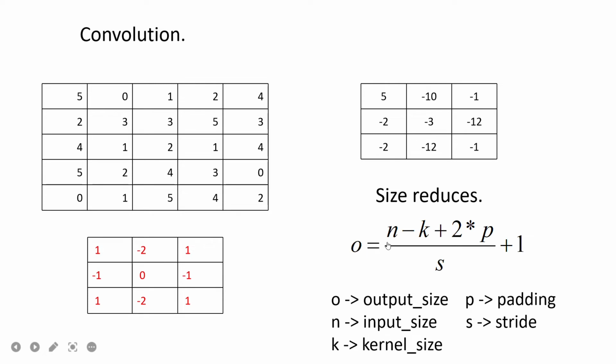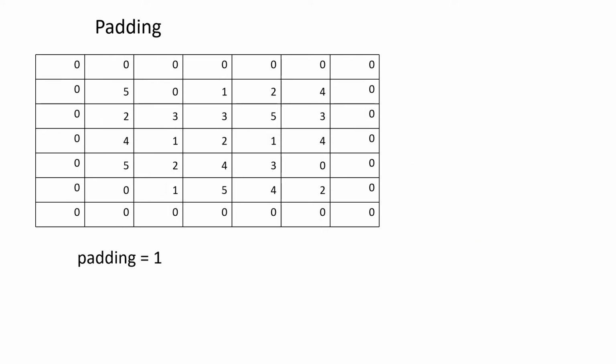So out here if you do the calculation, you will say 5 minus 3 plus 0, that is 5 minus 3 is 2, plus 0 is again 2, 2 divided by 1 is again 2, and 2 plus 1 is 3, so you will get 3. We will see this in some time, we will have a concrete example. So now we will see padding.